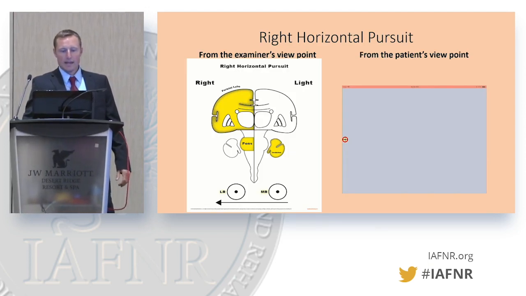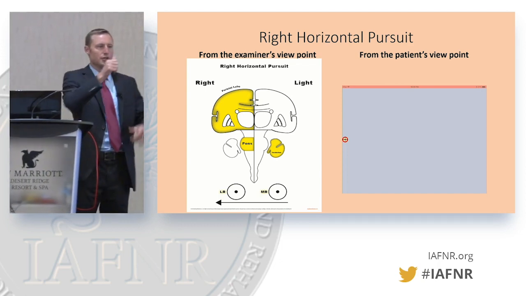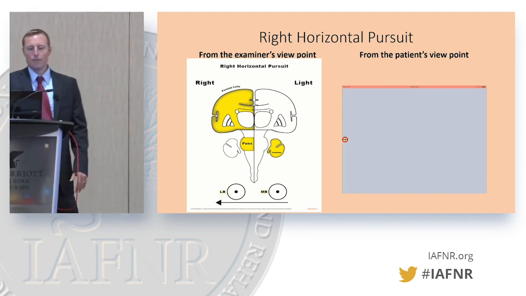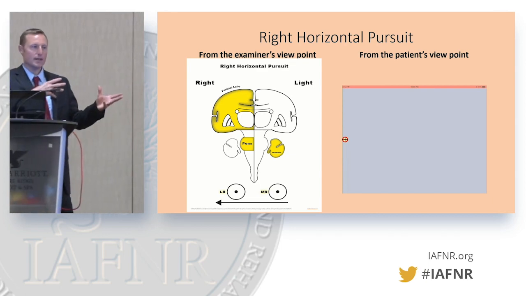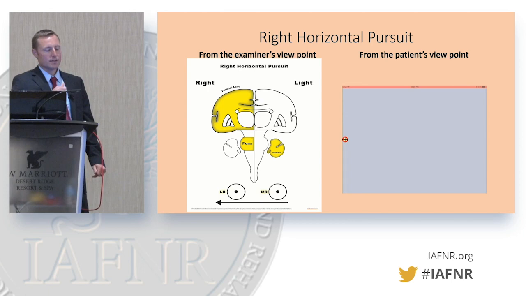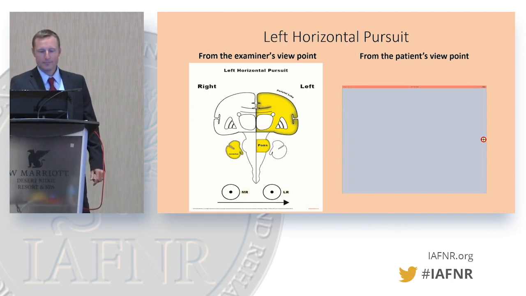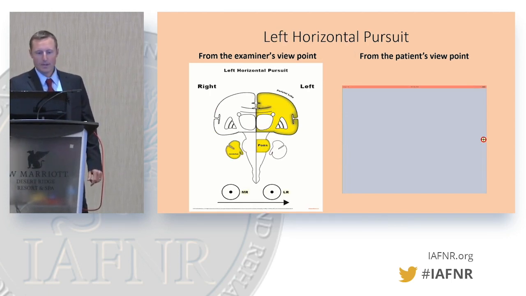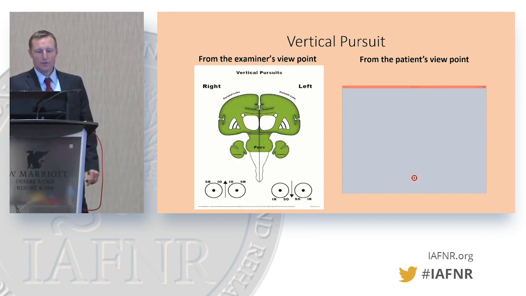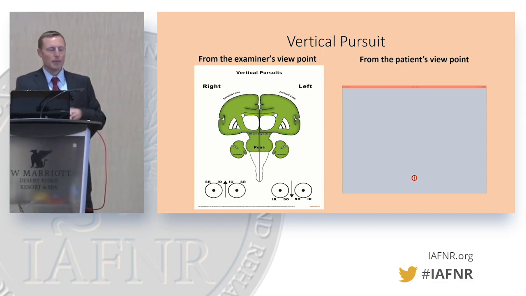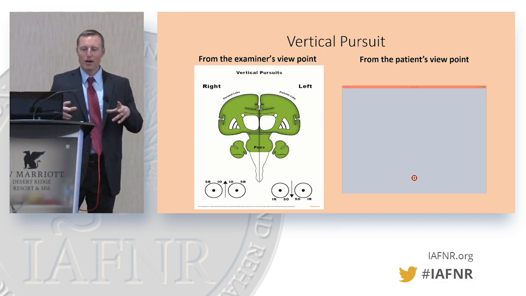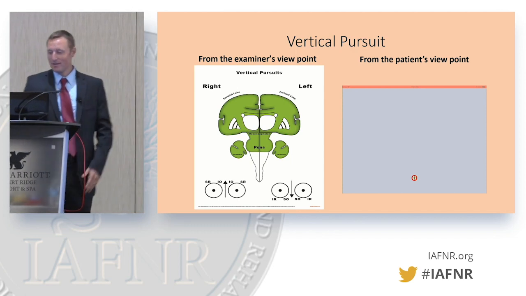I'm not going to play it, but if we're to do a right pursuit, so the patient is pursuing to the right, this would activate the parietal lobe on the right side and the cerebellum on the left side, as well as the pons on the right side. The same is true for the left, just reverse everything. If you pursue on the vertical, it's bilateral parietal lobe, bilateral cerebellum, bilateral pons, bilateral mesencephalon, so a pretty global effect.